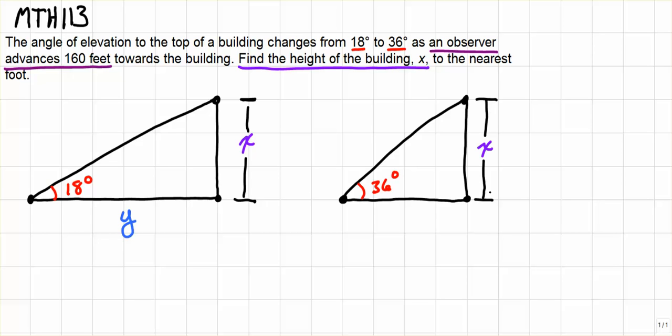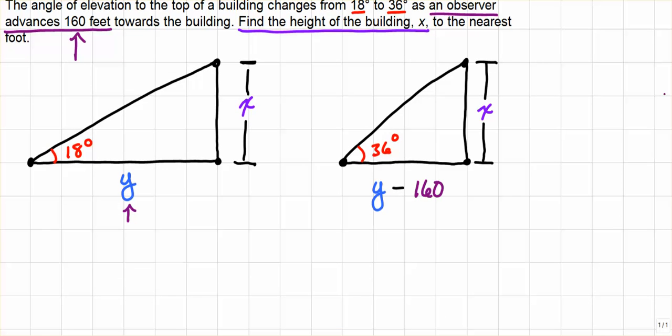We still really don't know what the bottom side of the triangle is, but we do know that we've advanced 160 feet. So that means we'll take this value y, which is what our original distance was, and we will subtract 160 from that. Now I have two triangles, and we're going to use trigonometric relationships to determine what the side x is.